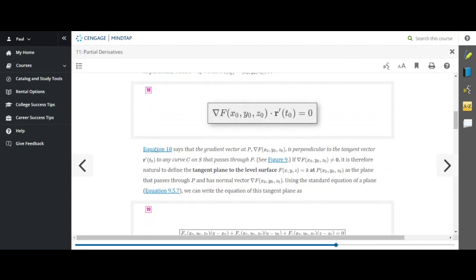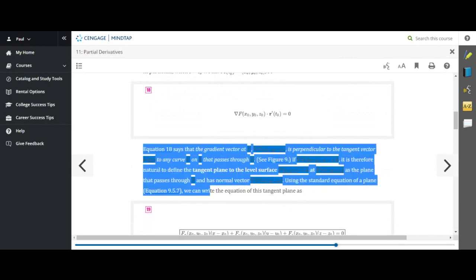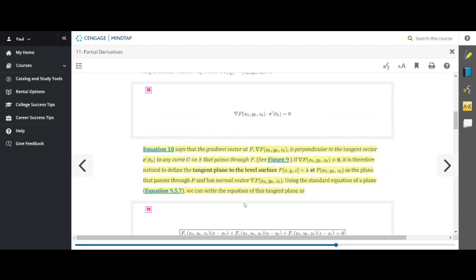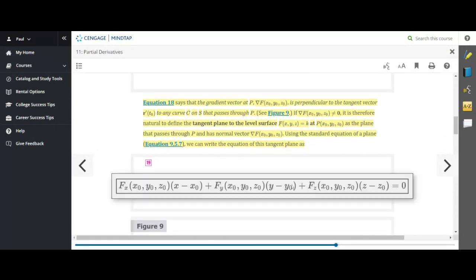This equation 18 says that the gradient vector is perpendicular to the tangent vector r prime of t to any curve C on S that passes through the point P. Because of this, we found that this is the equation of the tangent plane of the level surface at the point P.